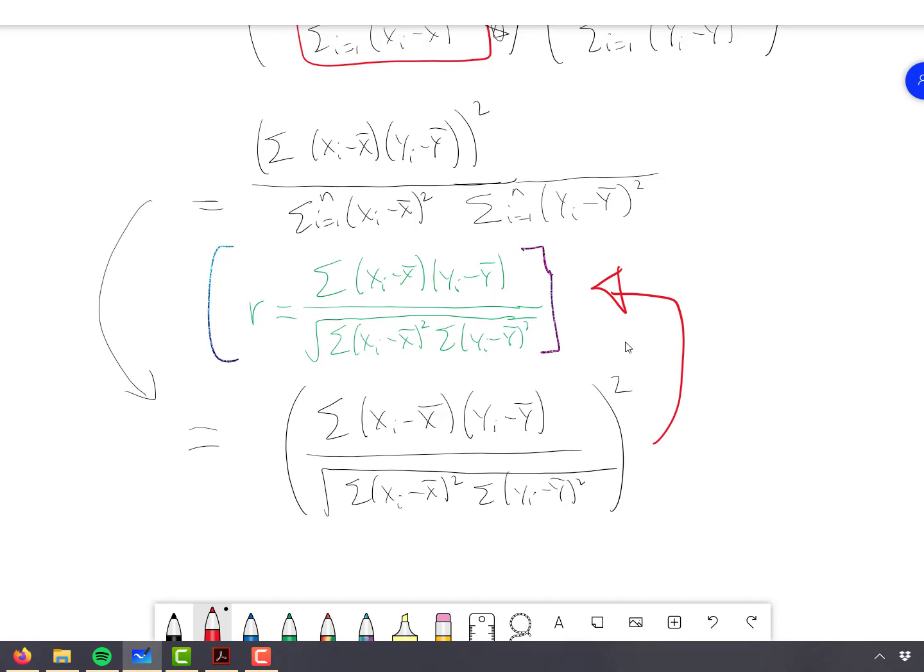So there, with a little manipulation and a little work of rearranging the terms and putting them in a different way, we're able to demonstrate that R squared is equal to r squared for our lowercase r for Pearson correlation.